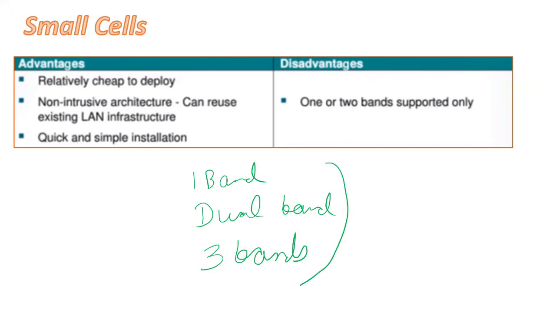Suppose at one location we require 4 bands and you are using dual band small cells, then in that case we require at least 2 small cells at that particular location. Few years back these small cells were for a particular operator or carrier, but now they can be used as a neutral host as well. So these are a few advantages and disadvantages of small cells.